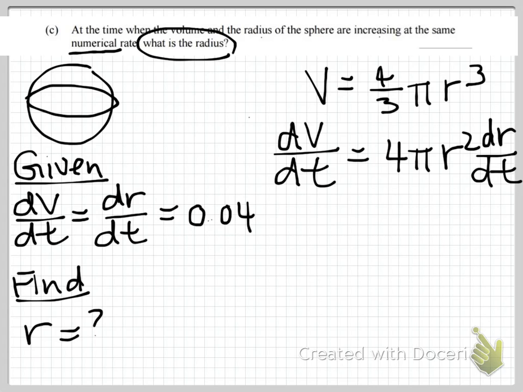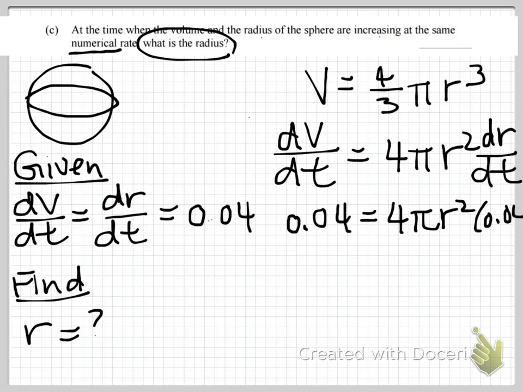Oh, wait, dV over dt and dr over dt are both 0.04. That's on both sides, so that means I can cancel that out. Now remember, when you cancel stuff like that out, especially on the left side, I don't just have 0. What I have is 1. So I have 1 equals 4 pi r squared.